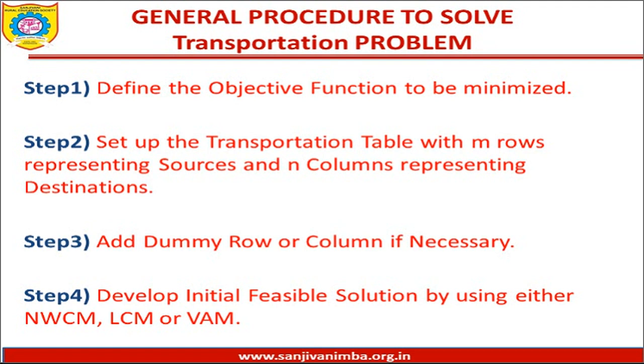And how to identify whether the transportation table is balanced or unbalanced? It can be identified by finding out the total demand and total supply. If total demand is equal to total supply, it is a balanced problem. If total demand is not equal to total supply, it is an unbalanced problem. And then you will add a dummy row or dummy column with zero transportation cost. Moving further, step number 4. Develop the initial feasible solution by using either the NWCM method or LCM method or VAM method. What are these methods? We will be learning soon with the help of some problems.